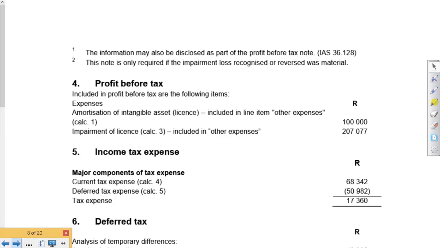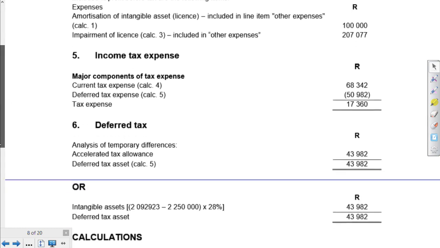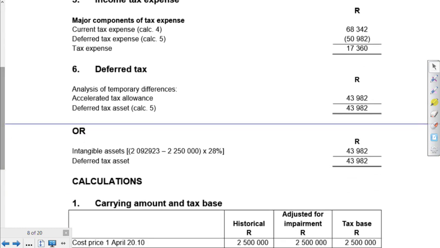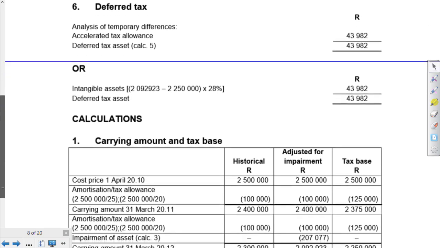We start always with a profit before tax note. Included in the profit before tax is amortization of 100 and an impairment of 207,777. So just like we put depreciation, in this case it's amort because it's an intangible, we also put impairment into the profit before tax note. Okay. Then there's an income tax note and a deferred tax note. I'll talk to you about deferred tax. I'll show you the deferred tax calc.